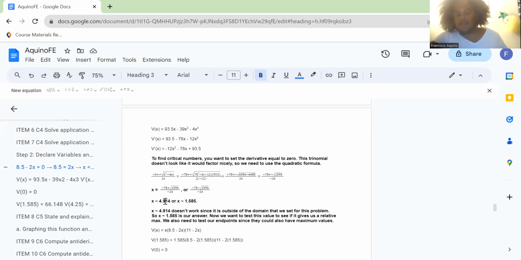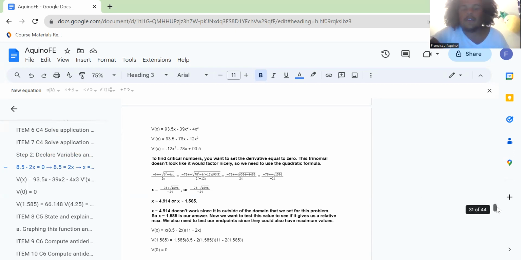This one, which is the first one here, x is equal to negative 78 plus the square root of that rest, doesn't work because it's outside of our domain. 4.9 is greater than 4.25, so that value doesn't work. This only leaves us with the second option, which is this, or approximately 1.585.